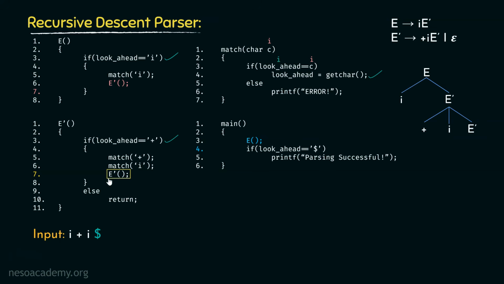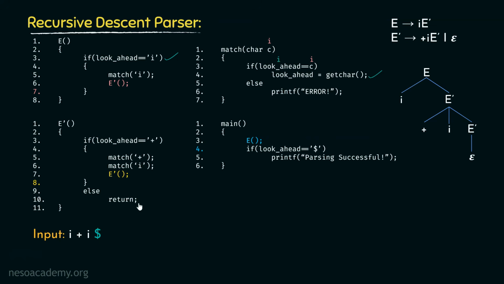Once the execution of E dash is done, we will return back to the E dash function itself, specifically to line number 8. Now we are invoking E dash, so we will begin from here. Coming to this if statement, observe, lookahead is plus or not, that is being checked. Currently lookahead has the symbol dollar, so this will result in false. Therefore we will head towards the else and just proceed with the return. This means we are having the epsilon generated from this non-terminal E dash.